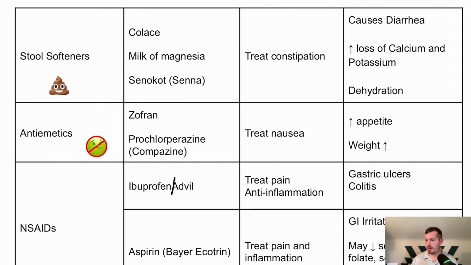Okay, we're doing great here. Let's move on to stool softeners. Stool softeners do the opposite of an antidiarrheal. They treat constipation. Colace, milk of magnesia, Senokot, or Senna as it's also known, these all treat constipation. So if someone's constipated, they take this, and it helps you go to the bathroom.